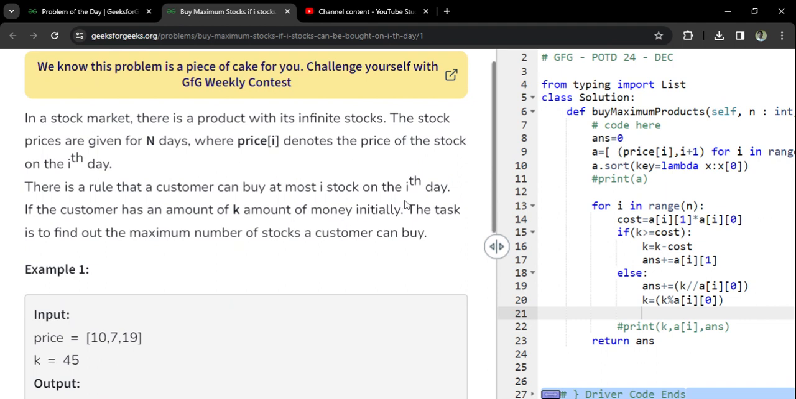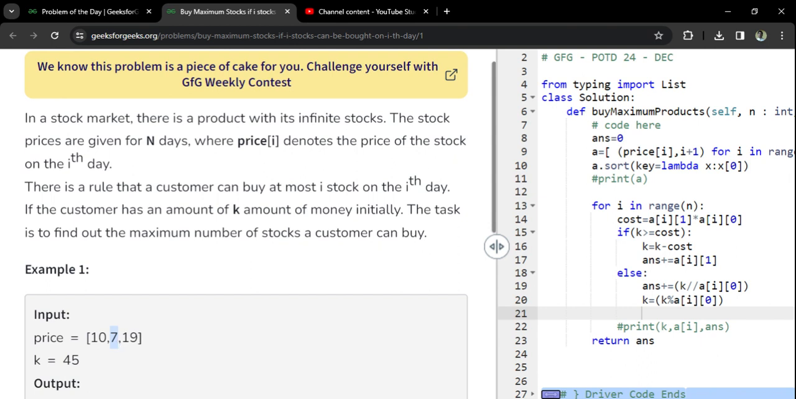They have clearly mentioned that our aim is to find out the maximum number of stocks a customer can buy. So whenever we talk of maximum number, what should we do? The idea is very simple. We have to buy the max number of stocks on the day when the price is the least. For example, suppose these are the prices on the first day, second day, and the third day. Obviously, seven is the smallest, so we should try to buy as much as possible on that day. Obviously, there are constraints like we cannot exceed the amount we have, and because seven comes on the second day, we can buy only two stocks on this day.